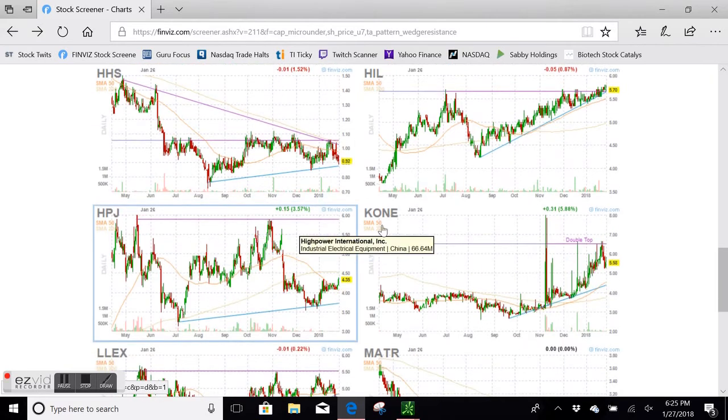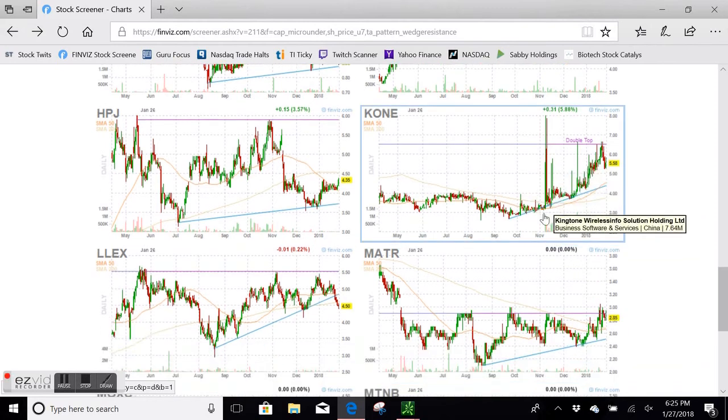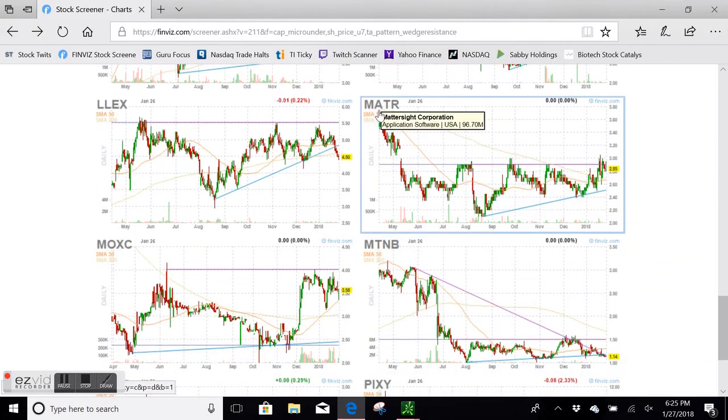So kind of just going through here and quickly looking, MATR. That's one of the ones I charted this week. High frequency ticker, 5-cent ticker, but looking like a nice ascending triangle into this trend line.